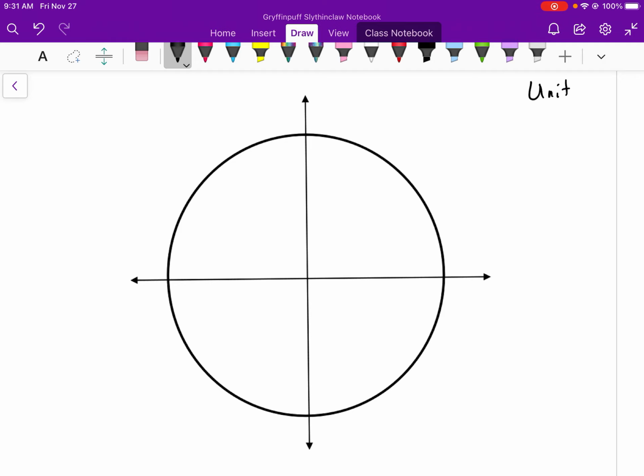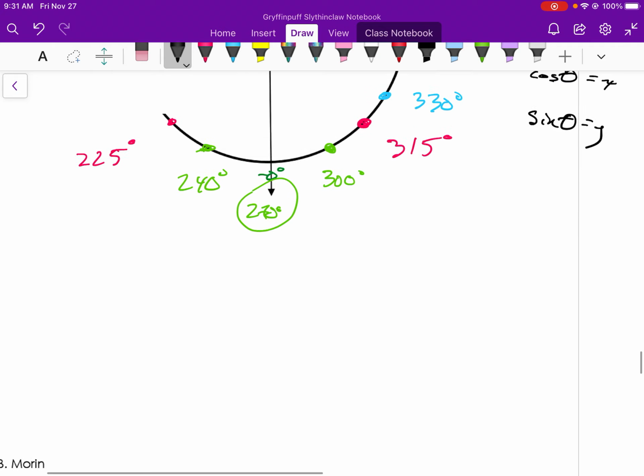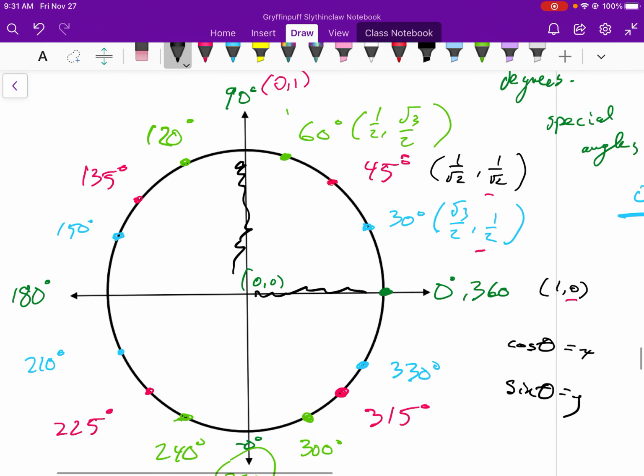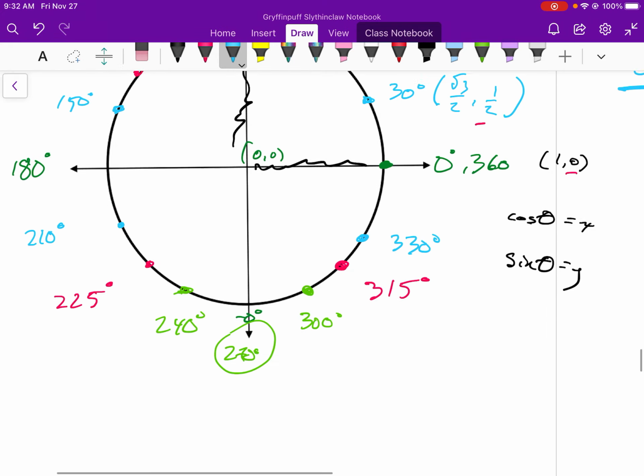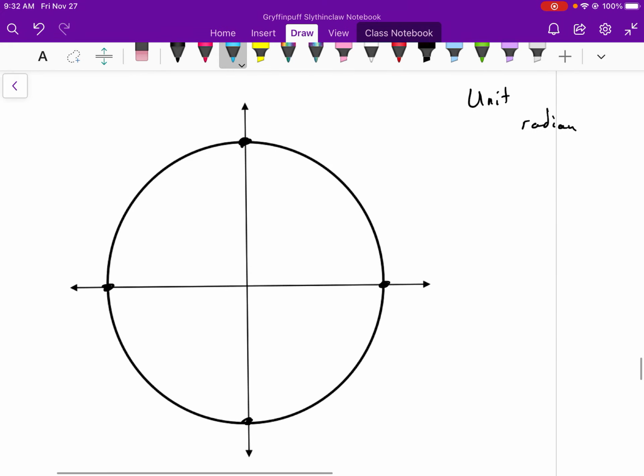I'm going to talk about the unit circle. Now, what's going to differ from the previous unit circle? Well, instead, I'm going to measure my angle in radians. And we've already defined what radians are, and maybe we should know, but I'm going to quickly go over this again. And I'm going to talk about the special angles again in radians.